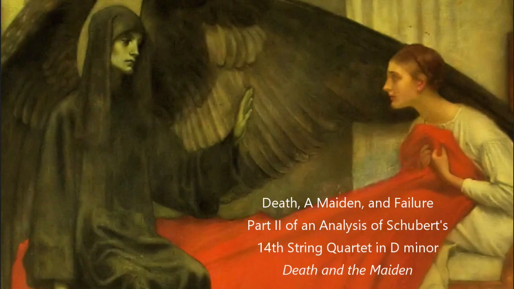This work, like many Romantic and Proto-Romantic works, is symphonic in scale, and the remaining movements are theme and variations, scherzo, and finale in sonata form.